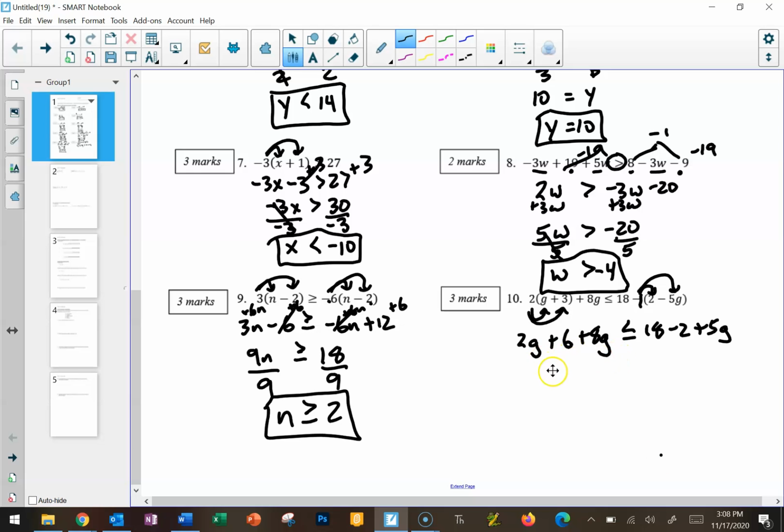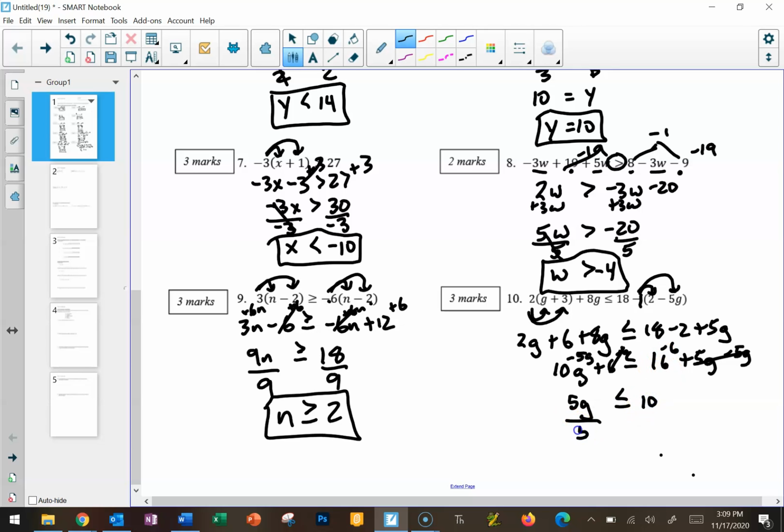So what have I got over here? I've got 2g plus 8g is 10g, plus 6 is greater than or equal to 18 minus 2 is 16, and then I'll just leave the 5g. Okay, let's bring the 5g to the other side, so I've got to subtract. So I'm left with 5g over here, and then I've got to subtract 6 from both sides, so that cancels, and I'm left with 5g is less than or equal to 10.